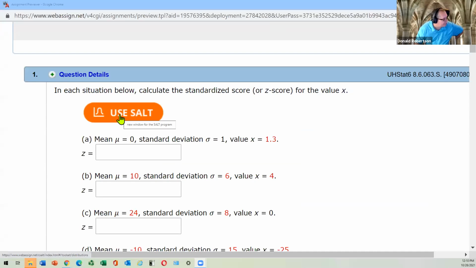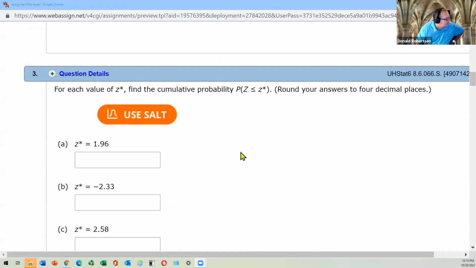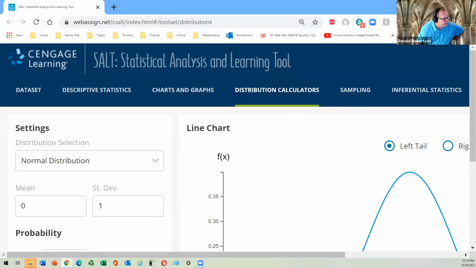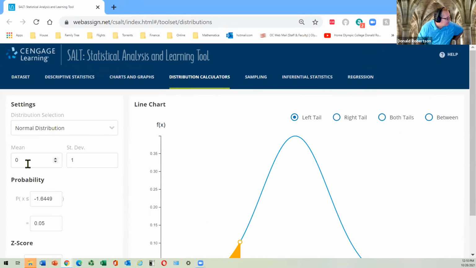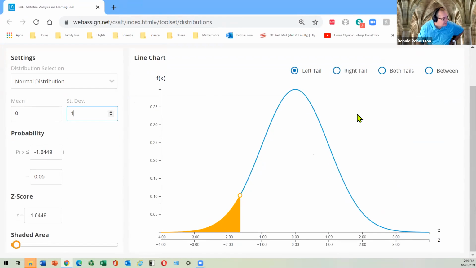I'm just picking a random SALT button. Let's pick this one. If I bring this over here, maybe shrink it up a little bit. The first question I had, although you can't see it anymore, is Z greater than or equal to 1.2. So you've got a normal distribution. Make sure that it's under this heading, distribution calculators. Normal distribution, which is the default, which is good. Mean of 0, standard deviation of 1. And I wanted greater than.